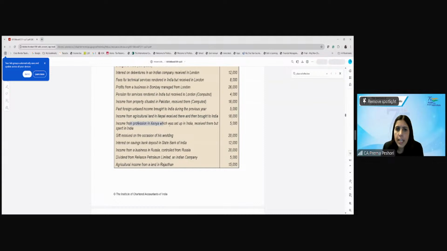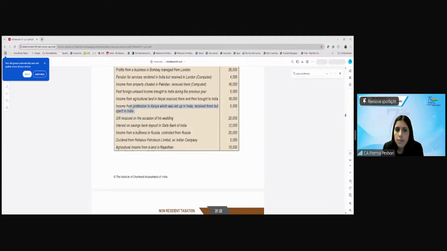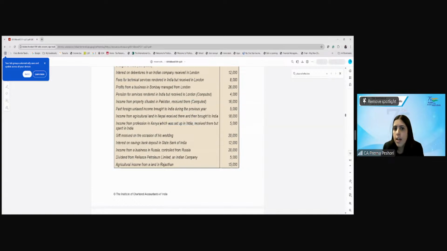Income from profession in Kenya, which was set up in India, received there but spent in India. It's taxable in all the cases, ma'am, because set up in India. Correct. But for a non-resident, this will not be taxable. This is only for a resident. Correct. For non-resident, this is not taxable, only for ROR and RNOR.